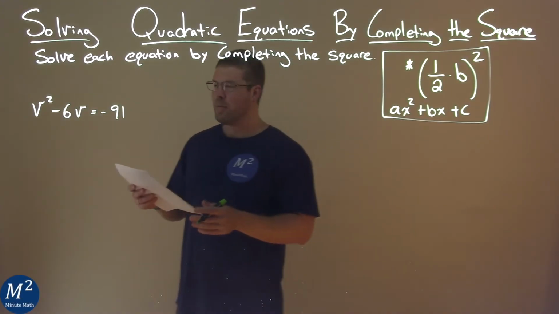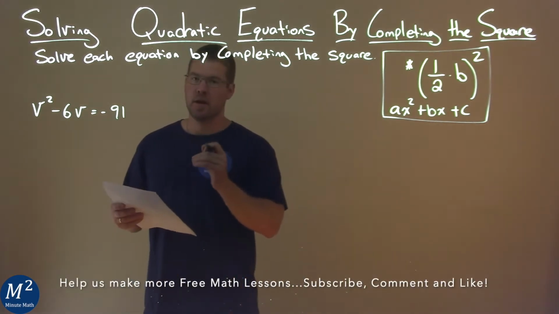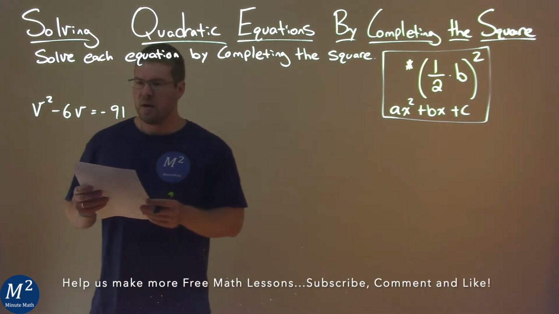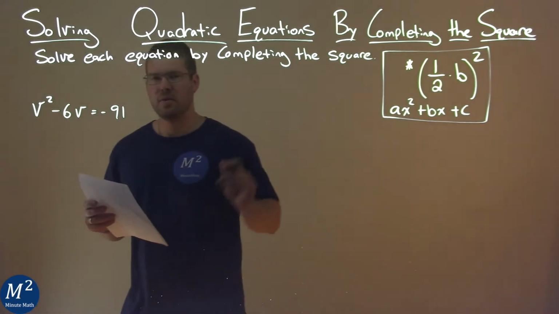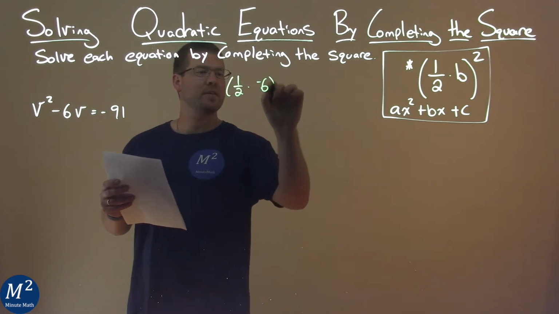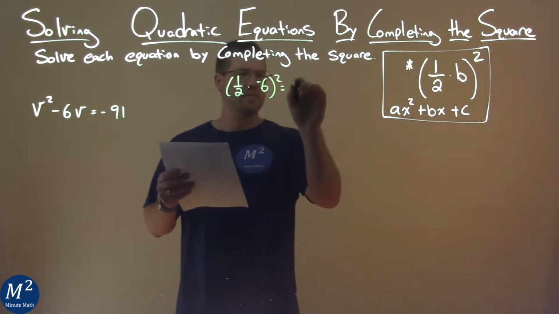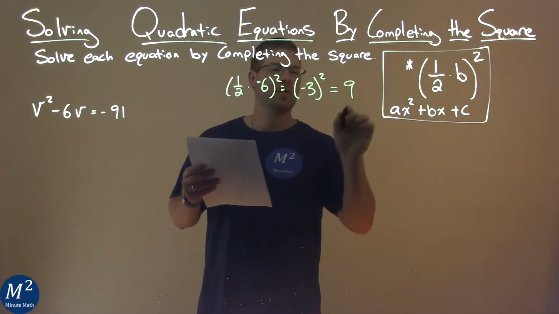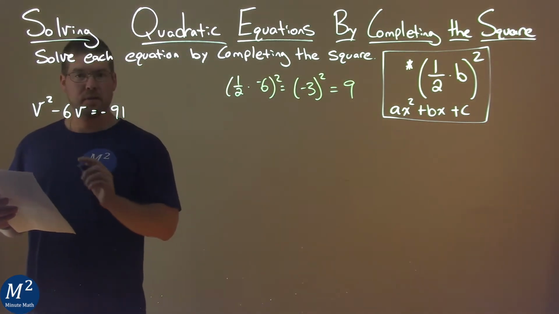We're given this problem right here. v squared minus 6v equals a negative 91. And we need to solve this by completing the square. Well, first thing I see here is we have a b value of negative 6. So I'm going to use my formula, 1/2 times a negative 6, all squared. Well, 1/2 times negative 6 is a negative 3. And then when we square that, we get a 9. So I'm going to take that 9 value and add it to both sides of the equation.